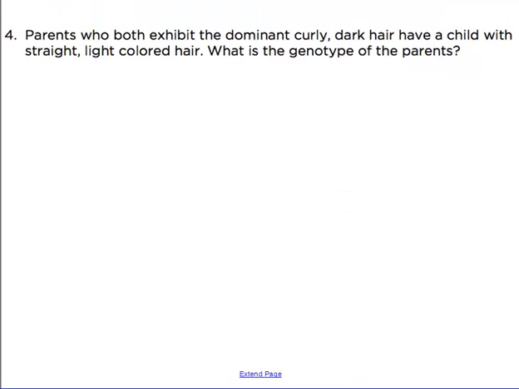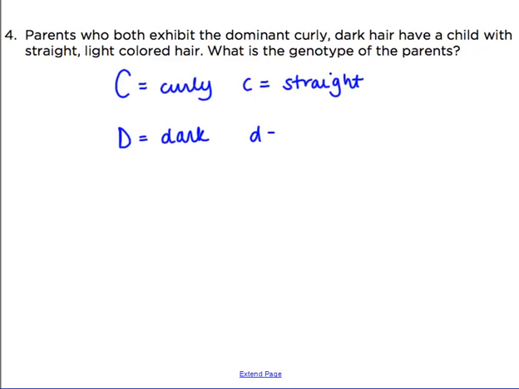Question 4 states that parents who both exhibit the dominant curly dark hair have a child with straight light colored hair. What are the genotypes of the parents? So let's first define what our alleles are. We're talking about 2 different traits, even though they both are for hair. You have both the shape, curly or straight, and you also have the color. So the curly is dominant, so let's call that big C equals curly, whereas little c will equal straight. And then for the color, dark hair is dominant, so let's do big D equals dark, and then little d will equal light colored.